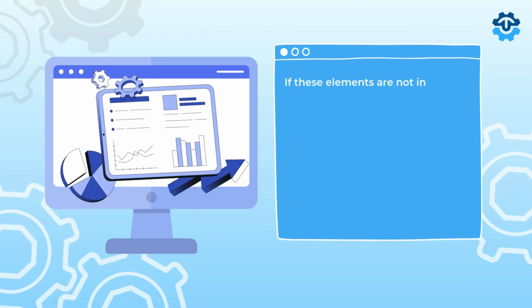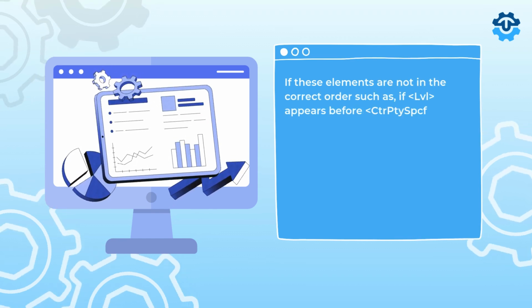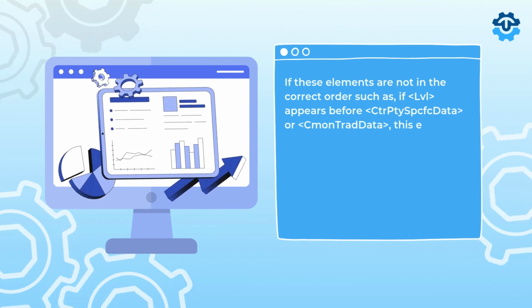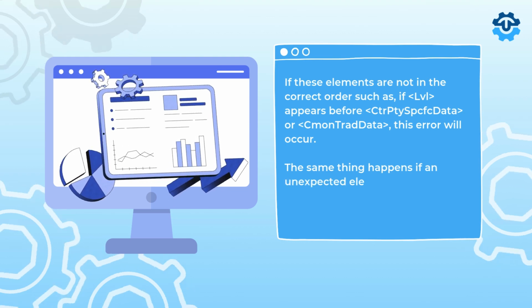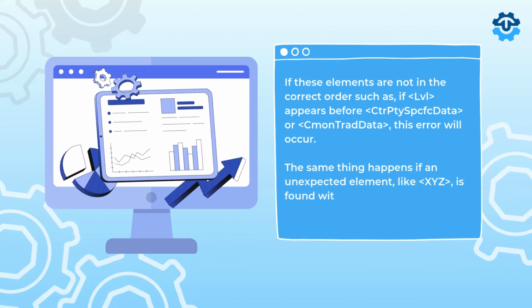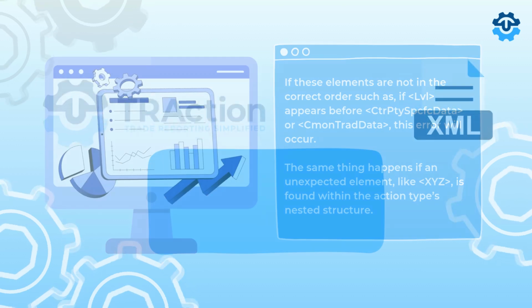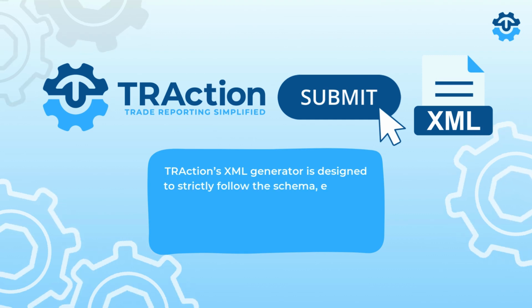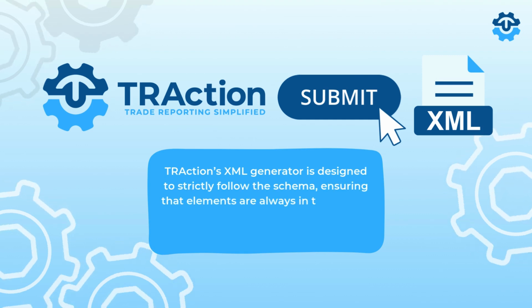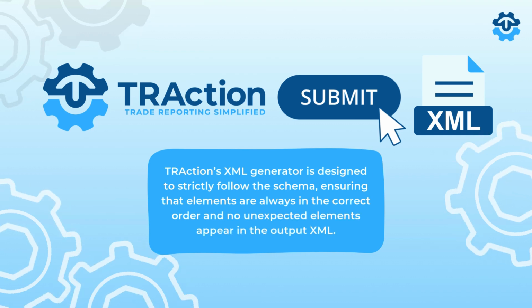If these elements are not in the correct order, such as if lifecycle-level data appears before counterparty-specific data or common trade data, this error will occur. The same thing happens if an unexpected element, like XYZ, is found within the action type's nested structure. Traction's XML generator is designed to strictly follow the schema, ensuring that elements are always in the correct order and no unexpected elements appear in the output XML.